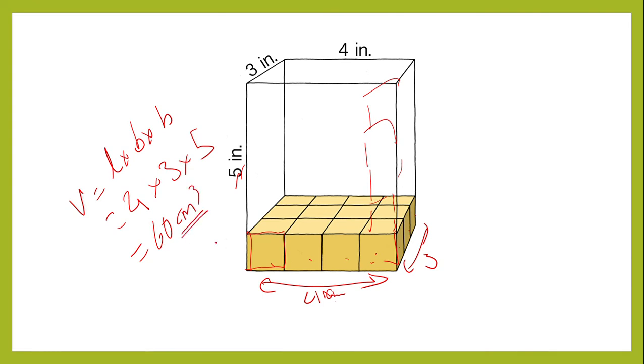Okay, so what does this number 60 mean? 60 means that there are 60 cubes, and each cube has one side of 1 centimeter. This small cube has length 1 centimeter, breadth 1 centimeter, and height 1 centimeter. 60 such cubes would be required to fill this entire box, which has dimensions 4, 3 and 5. So the volume 60 means 60 such cubes would be required to fill this entire space.